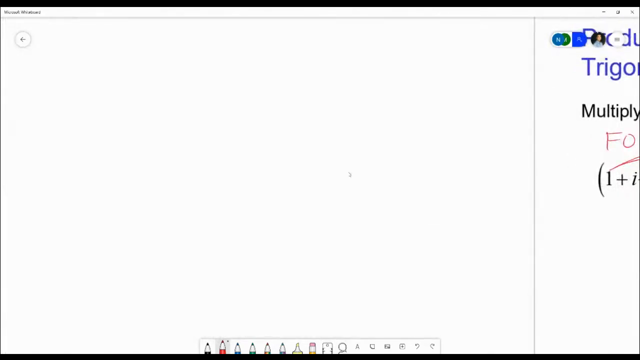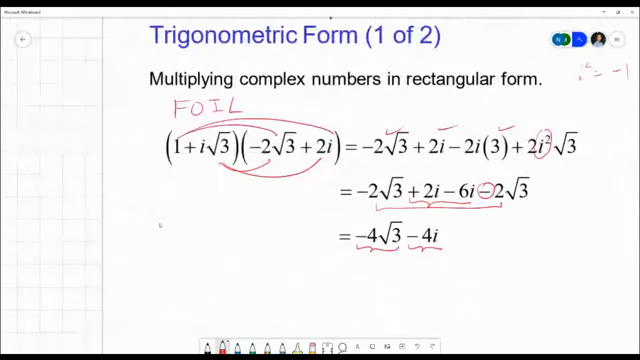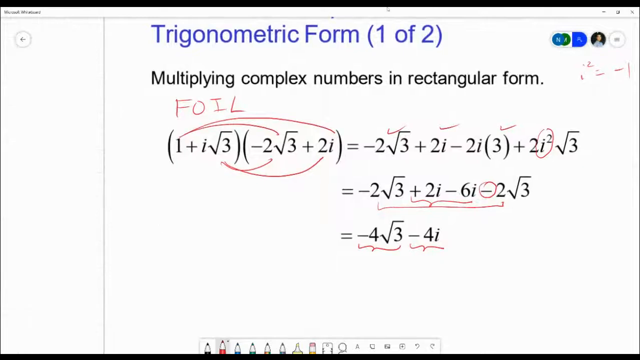Could we factor out negative 4 from that last part? No, because remember that my complex number is in a plus bi form. We want to know what is the real part, what is the imaginary part. If you factor out negative 4, that does not help. I want this number to be separate from this number. Okay, thank you. Yeah, so that's standard form there. All right, let's do a practice problem.